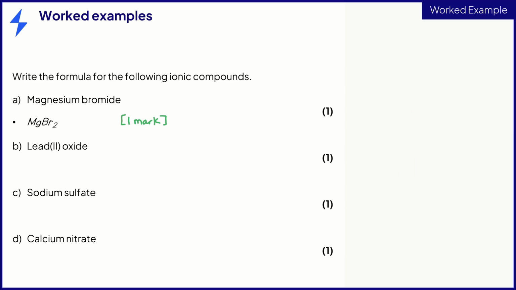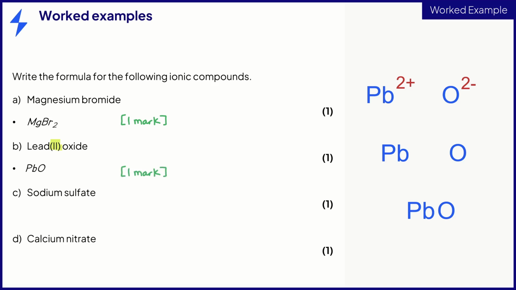Next, you are asked about lead-2 oxide. You can use the same starting point. Write out the ions. We know that lead is 2 plus as it tells us in the name. Oxygen is in group 6, so when it becomes an oxide ion, it has a charge of 2 minus. As the charges are equal and opposite, the formula can be written out simply by removing the charges, so it is PbO. The 2 plus and 2 minus charge cancel out to form a neutral compound. The correct formula is worth 1 mark.